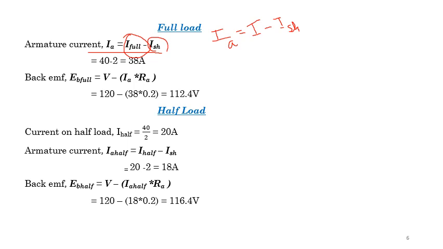Now, when the load changes, that means current will also change. That means your main current I half will be different. So 40 by 2, that is the main current divided by 2, will give you the current for half load. Next, main current changes, that means your armature current will also be affected. So Ia half is equal to I half minus ISH. Next, calculate the back EMF for half load. So this is how you are going to get this.